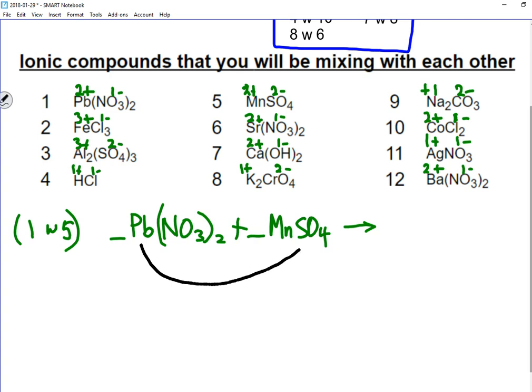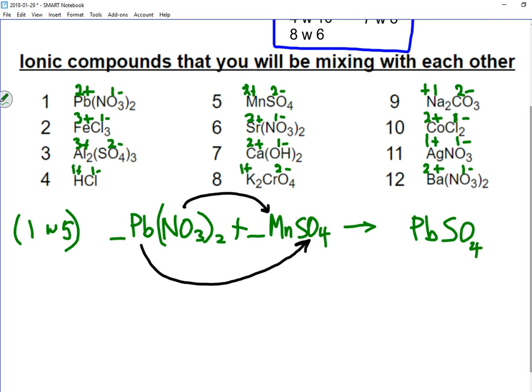On the other side, what I'm going to do is take lead and put it together. He's the first ion in the first chemical that we call lead nitrate. He's going to go with sulfate ion on the other side of the equation. And nitrate is going to go with manganese on the other side. So let's go ahead and write those guys. I'll write the first one, lead, Pb. Instead of with nitrate, it's going to be with sulfate.